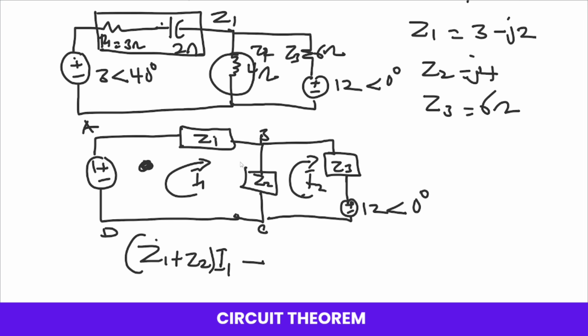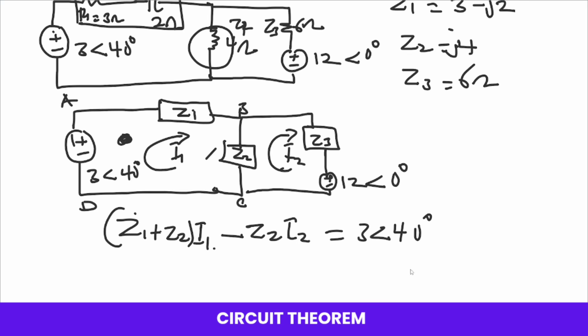You can see that Z2 is shared between loop 1 and loop 2. Multiply by the other loop current that it is shared with. So we'll have Z2 multiplied by I2. And that will be equal to the voltage. Realize that anytime you multiply impedance by current, or resistance by current, you get a voltage, so you equate it to the voltage source. We check the voltage from negative to positive. That means it's positive, and it was 3 angle 40 degrees. So we have 3 angle 40 degrees.